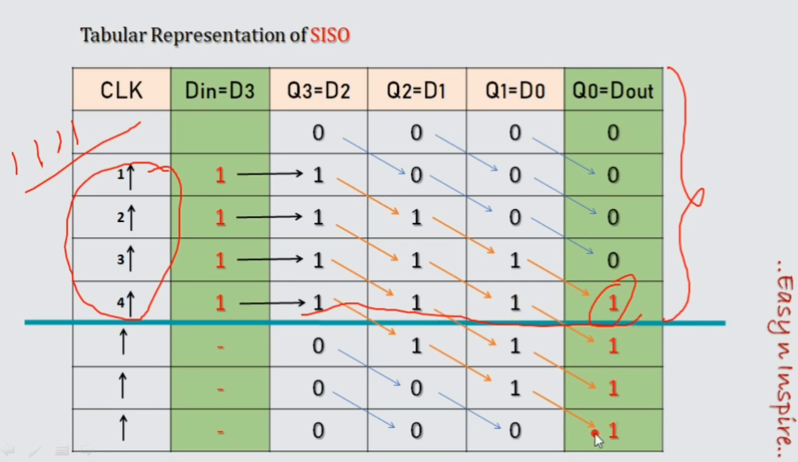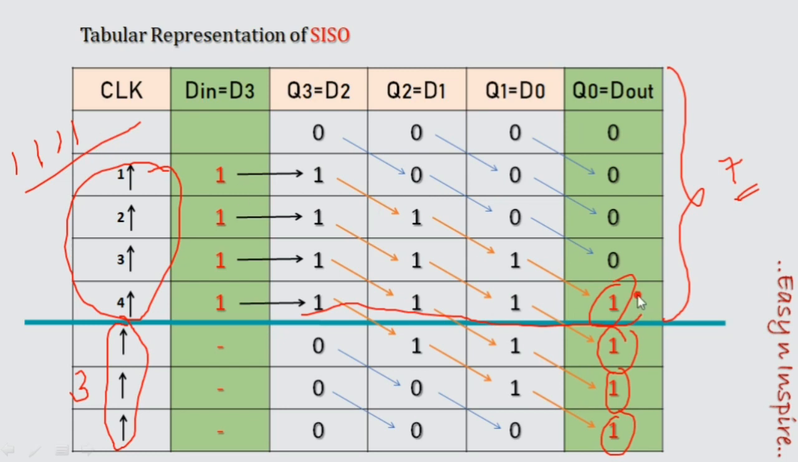So to get the remaining 3 ones, again apply clock pulse here. I am applying clock pulse, but I am not giving any data as input. Just leave it, and now it processes the already existing data and it results in 1, 1, 1. 4 plus 3, total 7 clock pulses are required to get the data as output.